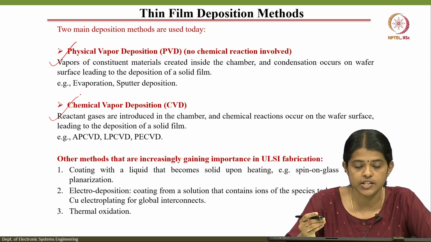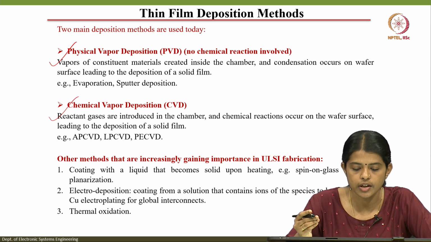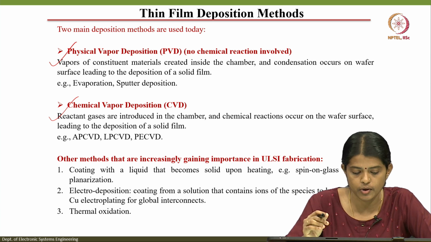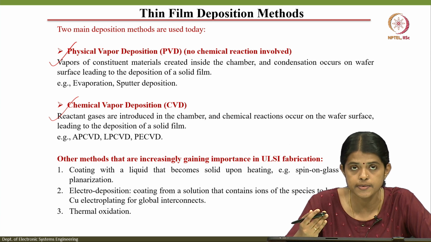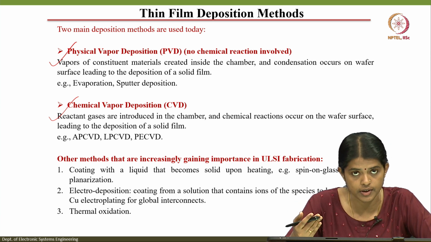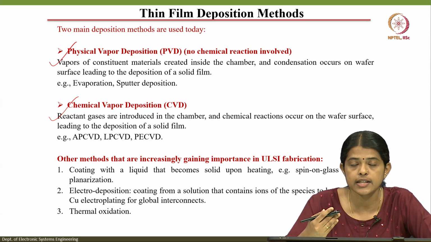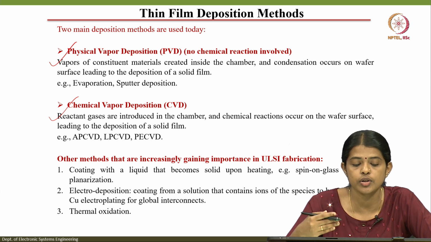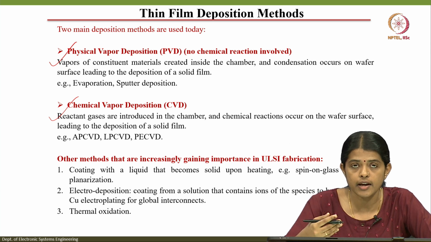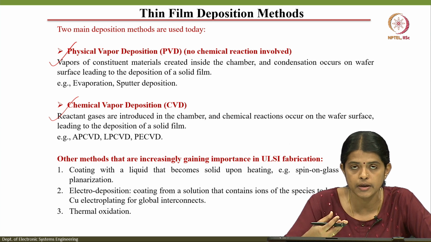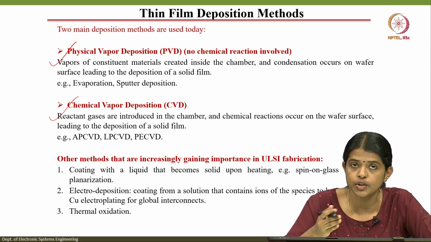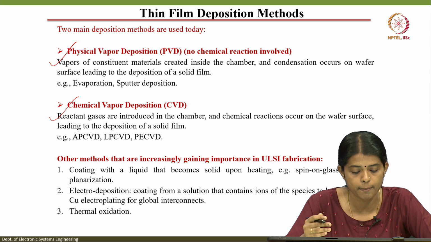So as the term suggests, in physical vapor deposition, there are no chemical reactions involved in that particular process. So you have learned physical vapor deposition is of different types like evaporation and sputtering, and again evaporation techniques are classified into thermal evaporation or E-beam evaporation, based upon the method that is used to evaporate the source material.